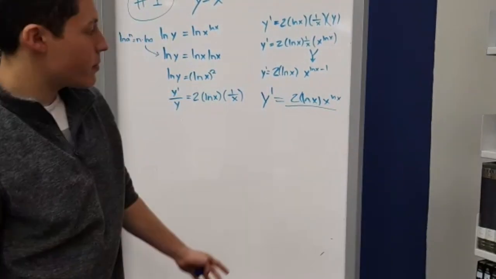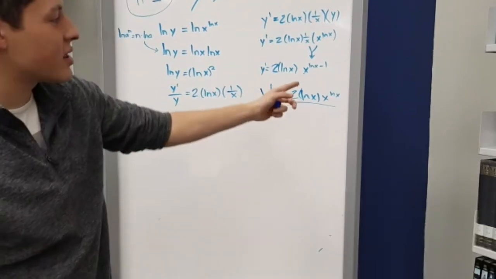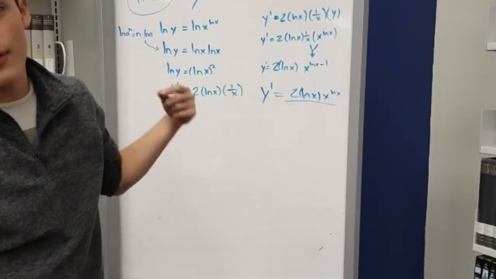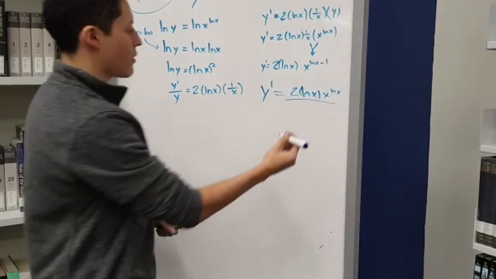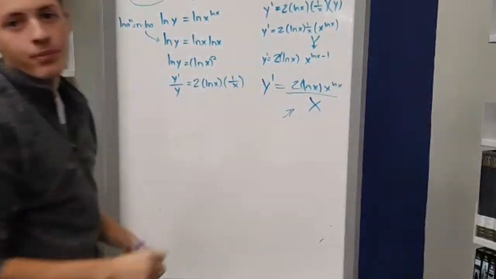So the final step, since we don't want a negative exponent, we're gonna pass the x to the power of -1 as a fraction down. So that is our final answer.